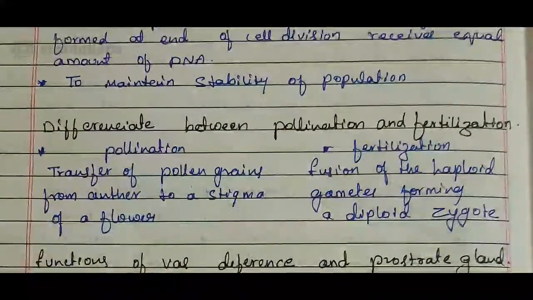Differentiate between pollination and fertilization. Transfer of pollen grains from anther to stigma of a flower is known as pollination. There are two types: self-pollination and cross-pollination.